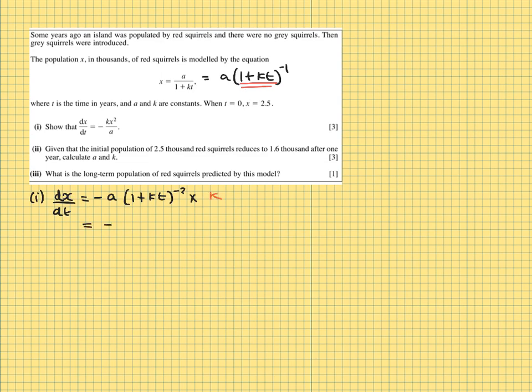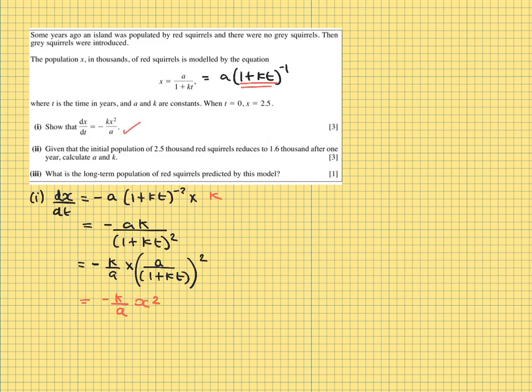which then gives us dx by dt equals negative ak over 1 plus kt all squared, which we can simplify as negative k over a multiplied by a over 1 plus kt all squared. And you can see very clearly the a squared will cancel with the a in the denominator to leave you with a single a in the numerator. And this, of course, is negative k over a x squared, as required.